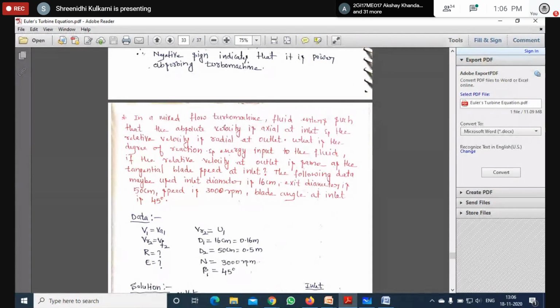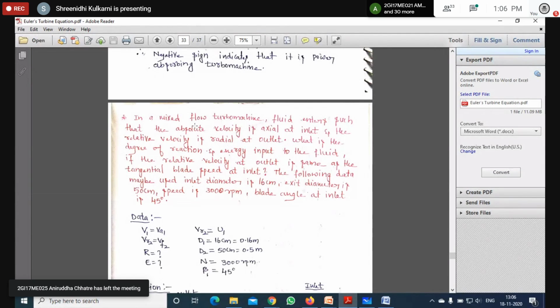Absolute velocity is nothing but V1, right? Yes, sir. Okay, so here the given absolute velocity is axial at inlet. Axial is nothing but perpendicular, right?